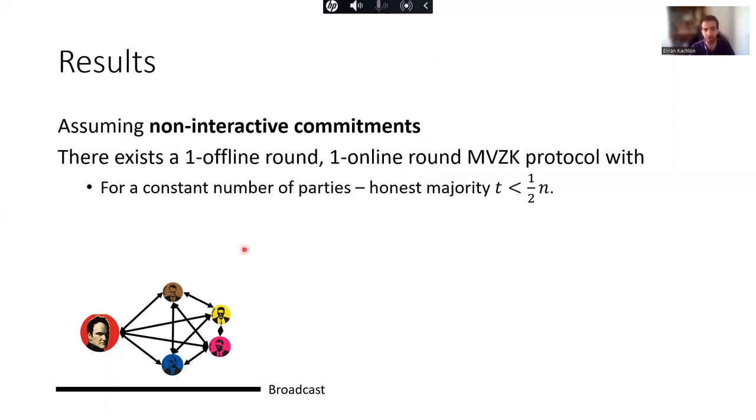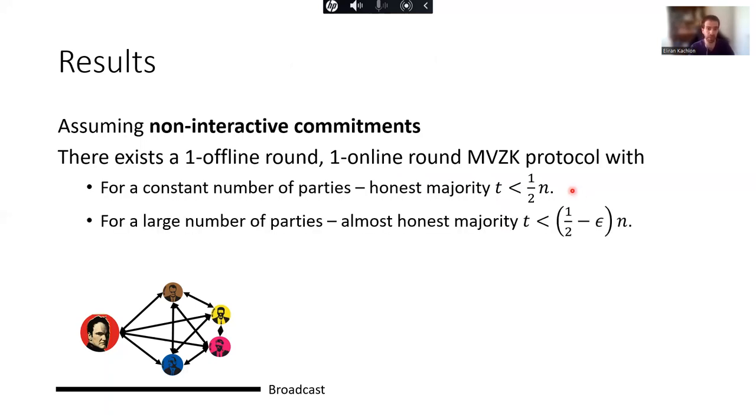So that if the number of parties is constant, then we obtain optimal resiliency, which means that the number of corrupt parties T should be less than half the number of parties N. And if the number of parties is large, then we obtain an almost optimal resiliency, where the number of corrupt parties T should be at most one half minus epsilon N. And epsilon here is any arbitrarily small constant.